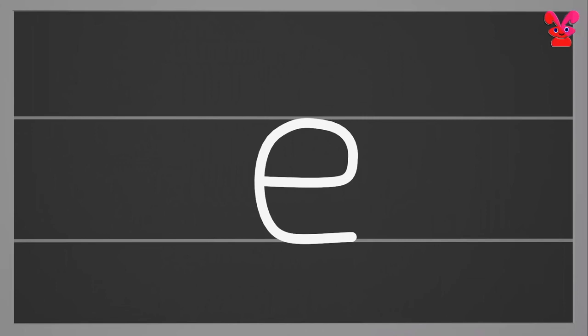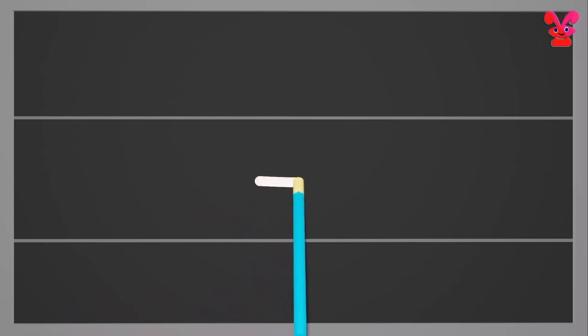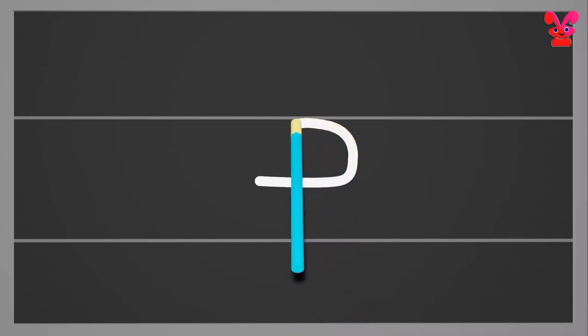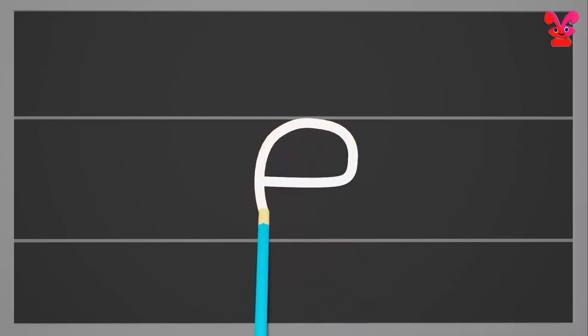Small e. Start below the middle, making a loop, and continue to make a curl to reach the bottom. Small e.